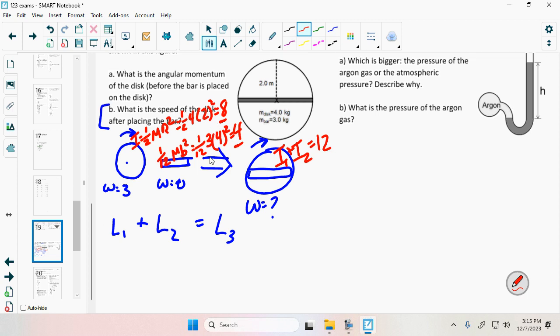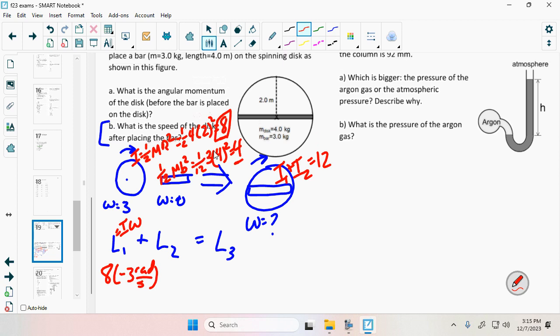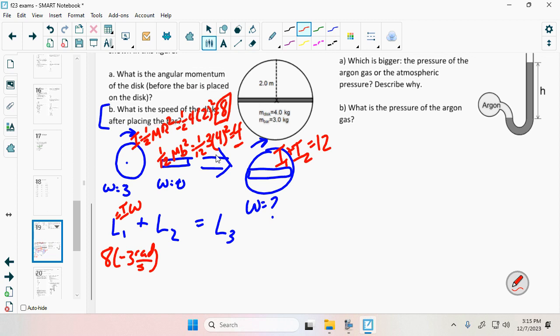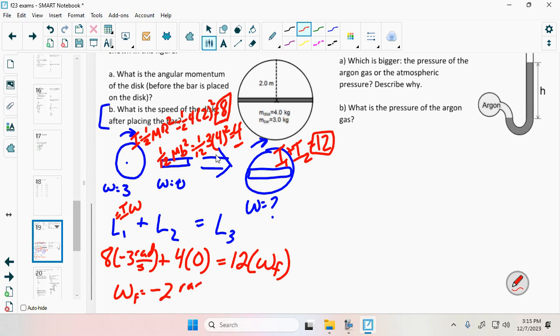So I get L is equal to I omega. That's going to be 8 times -3 radians per second. The 8 is this moment of inertia. The 3 was given in the problem, 3 radians per second, and it's negative because it's clockwise. The negative is important, especially if you have another object that's spinning. Plus 4 times 0 is equal to 12, that's the combined moment of inertia, times omega final. So omega final equals -2 radians per second.